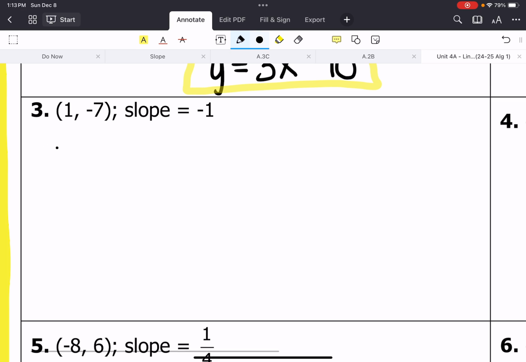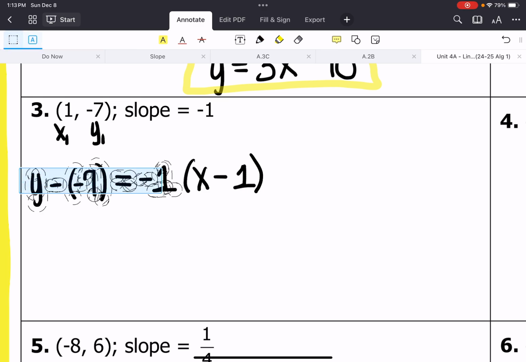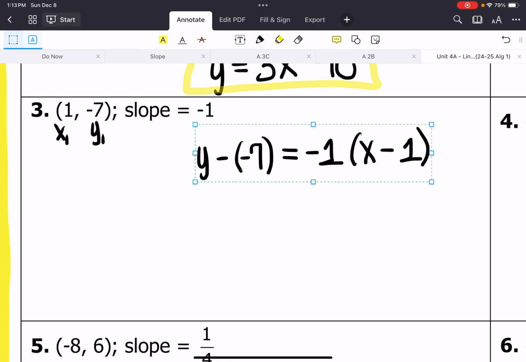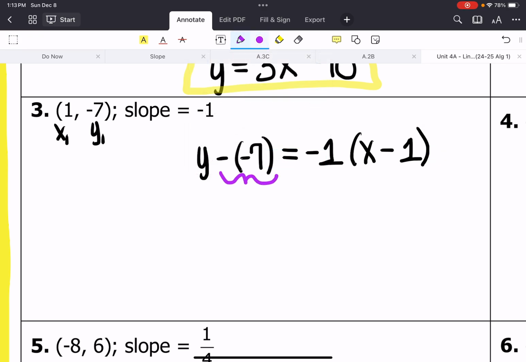Number 3, same form again, using point slope form of y minus y1, which in this case is negative 7, equals m, which here is negative 1, times x minus x1, which here is a positive 1. Okay, so for this one, we're not only going to have to use rainbow, but we're also going to have to simplify our double negative. Remember, when you have a double negative, that becomes a positive, giving me y plus 7.